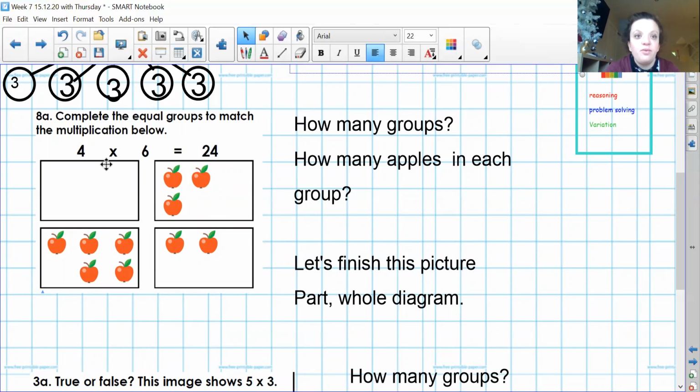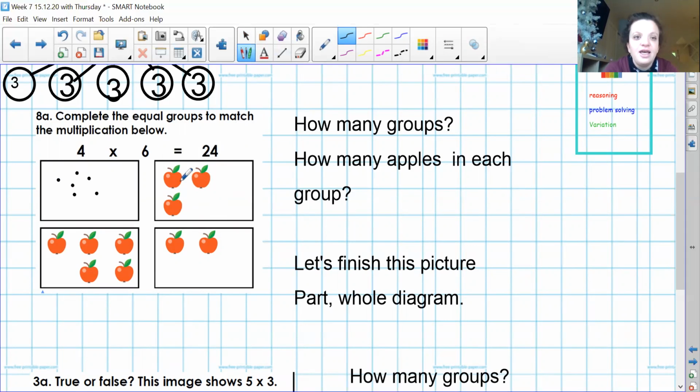Okay, well done. So we've got our groups, we've got our 4 groups. So in each of our groups, we need to have 6 apples. We've got 1, 2, 3, 4, 5, 6. Here we've got 1, 2, 3, so we need 4, 5, 6 to make it. We've got 1, 2, 3, 4, 5, we need another 6 there. And then we've got 1, 2, 3, 4, 5, 6 here as well. We've got 4 times 6 equals 24. So altogether, we've got 4 groups of 6 equals 24.